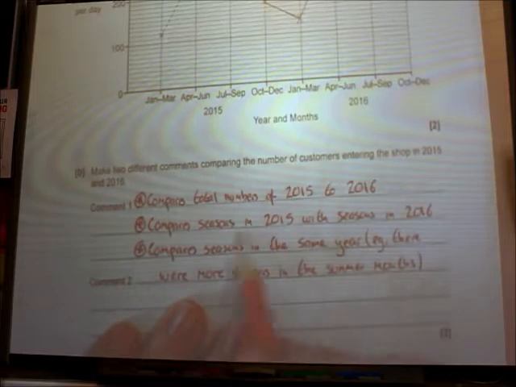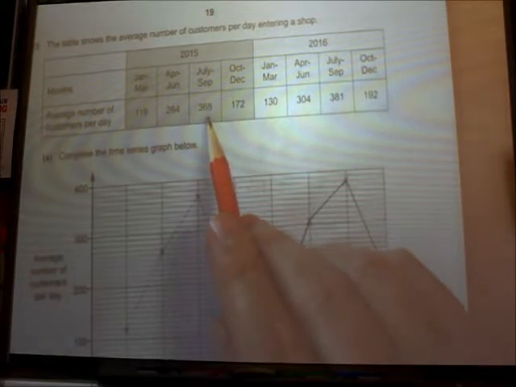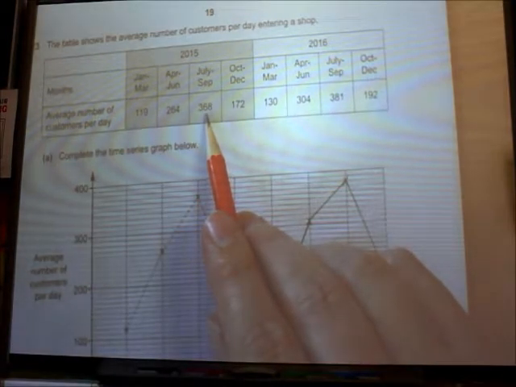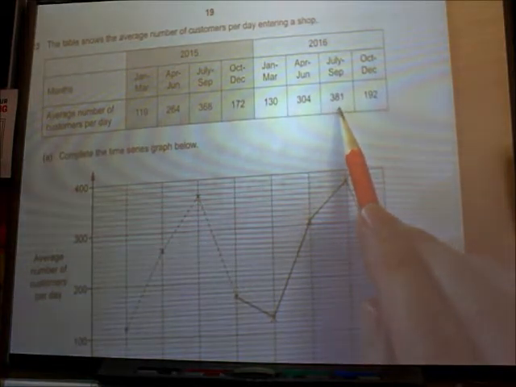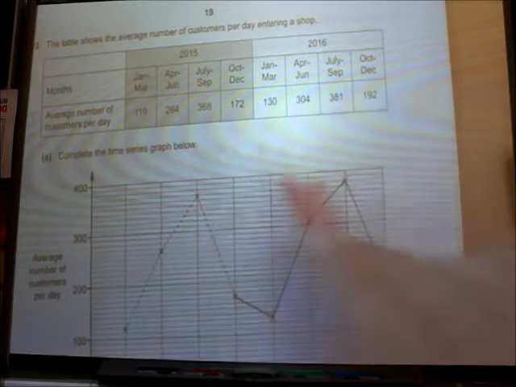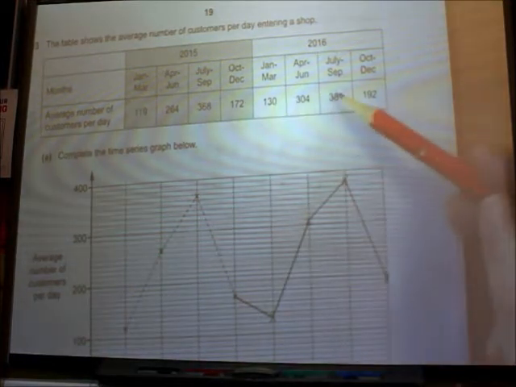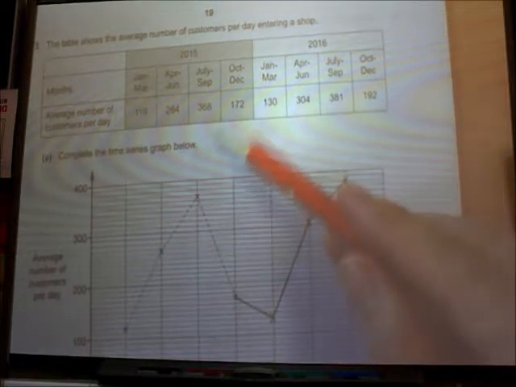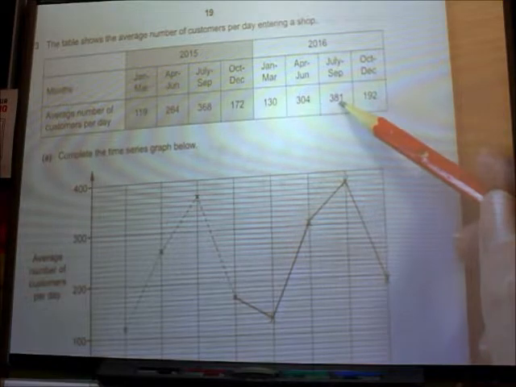Fairly straightforward. You could have compared seasons in 2015 with 2016. So, for example, you could have said in the summer months in July 2015, they got fewer shoppers than they did in the summer months of 2016. So you could compare individual seasons like that. If you do compare them, please use actual numbers from the graph, and maybe even say that in this year they got, is it 13 more or something in that month?